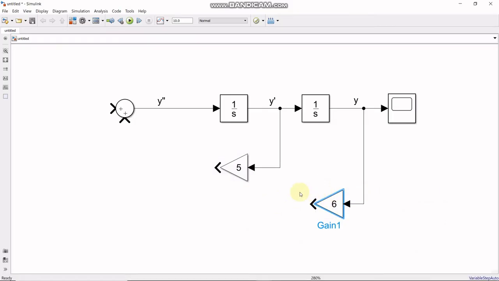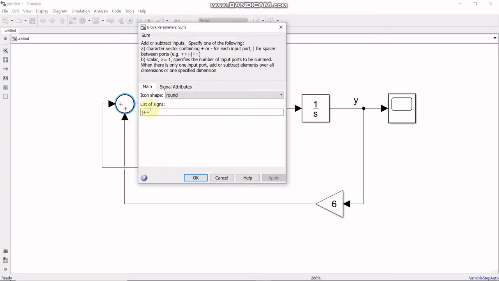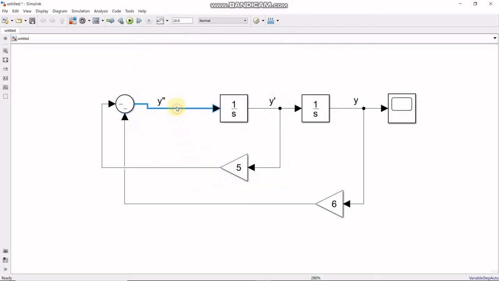So I can pull that down. Here, this one goes here and this one goes in. But don't forget, you have to change this to negative because they are both -5 and -6. So that will be negative. We apply. We'll just pull this down a bit.